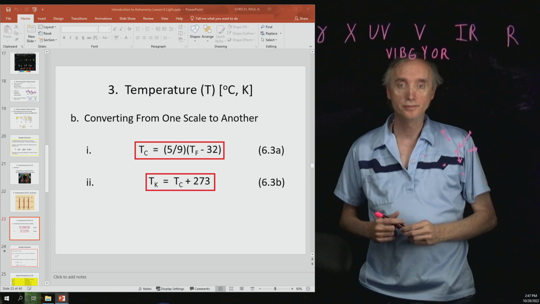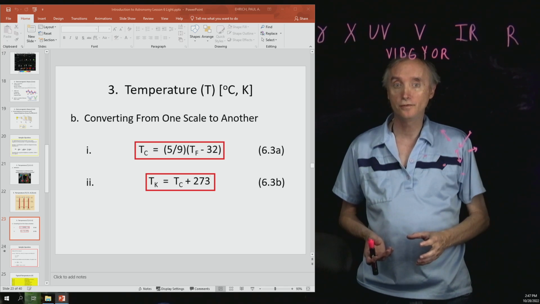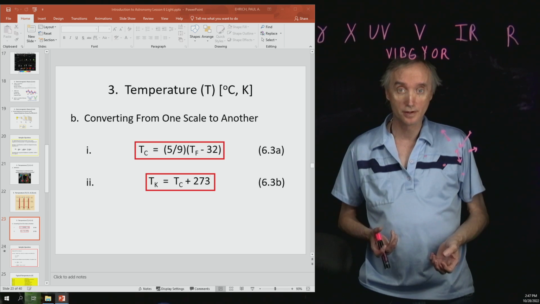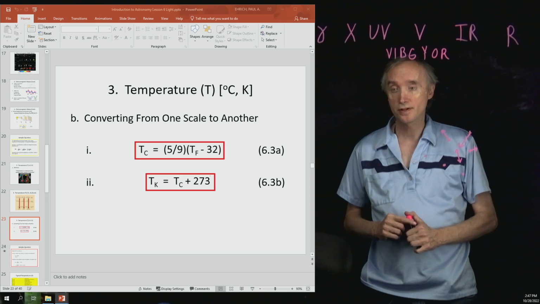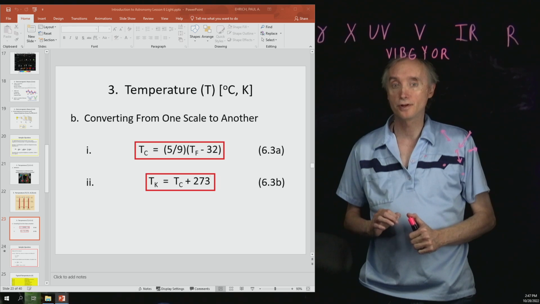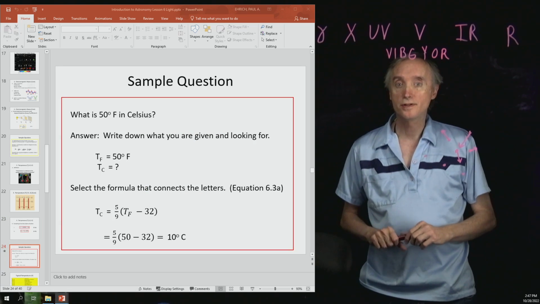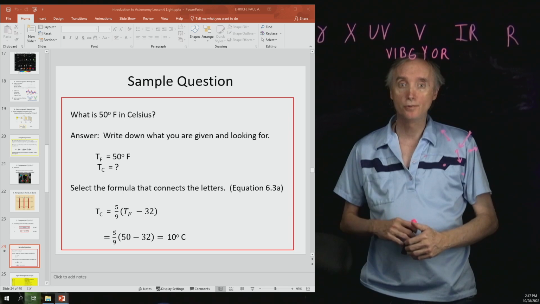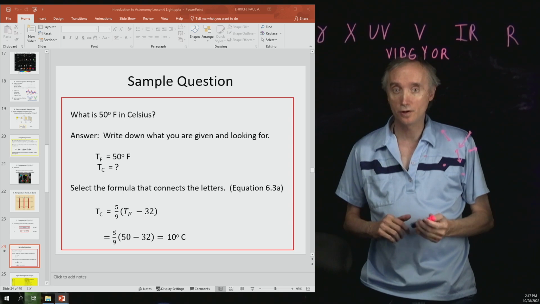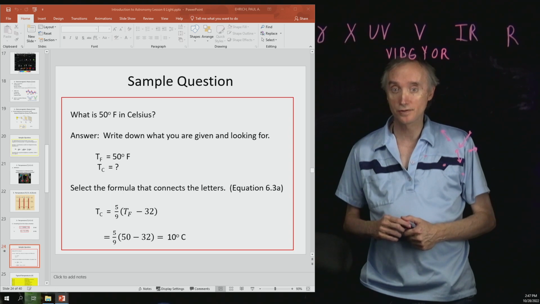So the first formula tells you how to calculate the temperature in Celsius if you know the temperature in Fahrenheit. So T sub F, temperature in Fahrenheit. The second equation tells you how to calculate the temperature in Kelvin if you know the temperature in degrees Celsius. So let's try it. What is 50 degrees Fahrenheit in Celsius? So write down what you're given and what you're looking for. So we know the temperature in Fahrenheit, and we're looking for the temperature in Celsius.